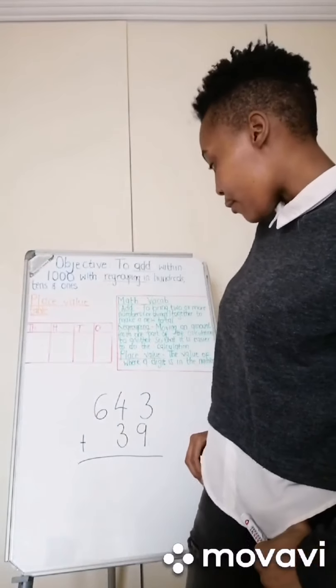I'm sure you're sitting there wondering, what if I don't have base 10 blocks? It's okay, I've got you. We are going to do a few more examples without the base 10 blocks this time, okay? Our first example is 643 add 39.